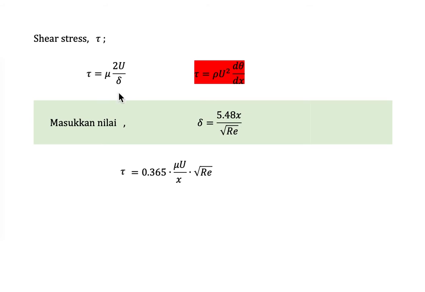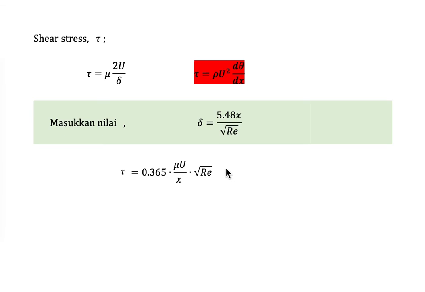We substitute the value of delta from our previous answer, delta is equal to 5.48x over root Reynolds number, and then we get that tau is equal to 0.365 mu u over x root Reynolds number.